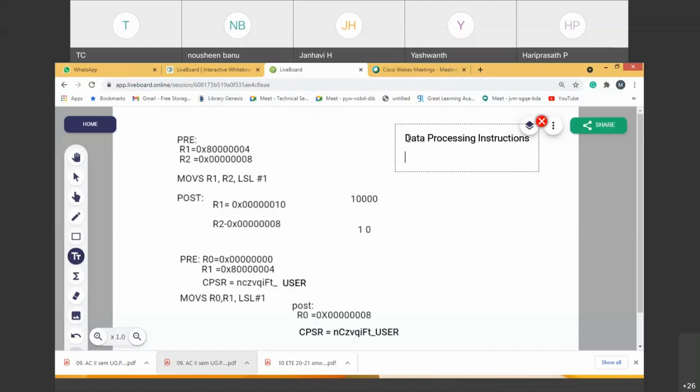The instruction set is divided into data processing instructions, branch instructions, program status instructions, software interrupt instructions, and load and store instructions, like this as the main categories. In that, we started with the first category, called data processing instructions, where I want to process the data. What we have studied now is the move instructions.